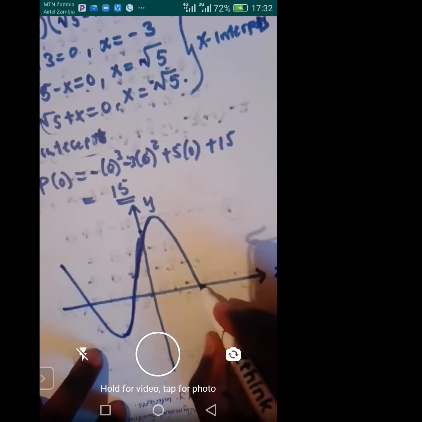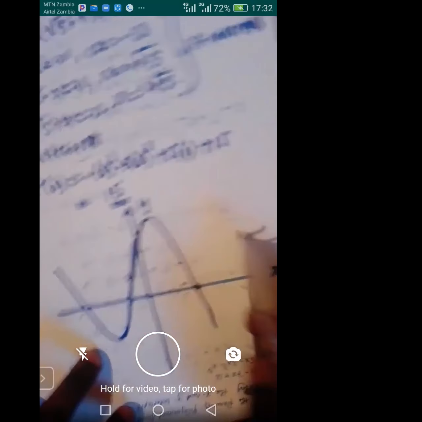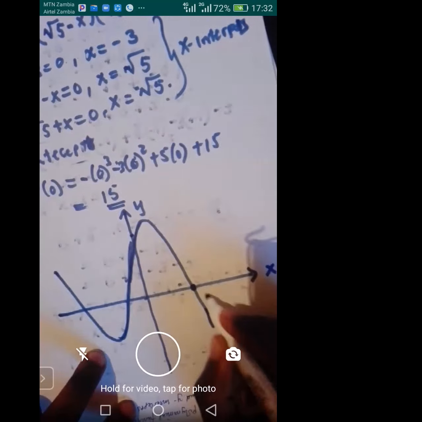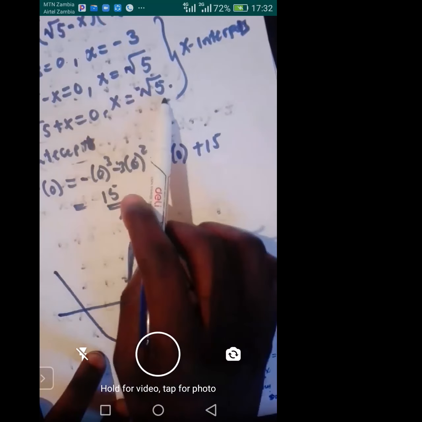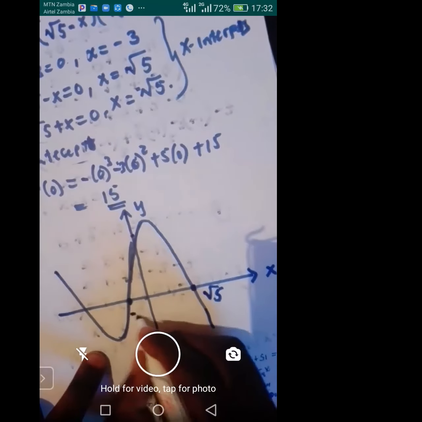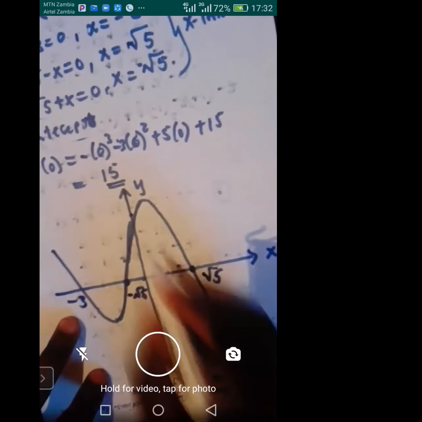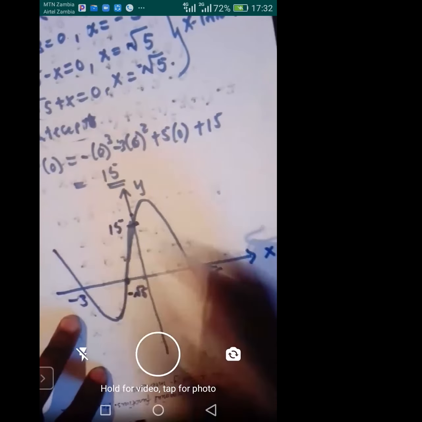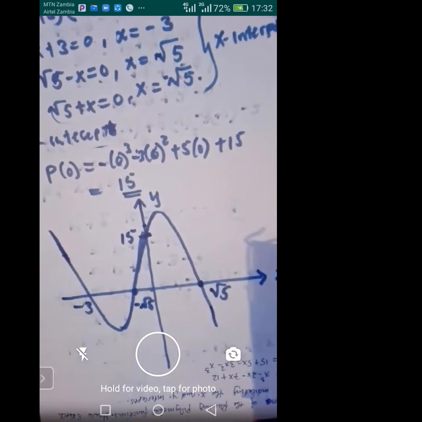So just indicate, the x-intercept, which one is the positive value, guys? Use logic. So x is equal to the root of 5. So there, that is the root of 5. Then here, which one is bigger between -root of 5 and -3? -root of 5 is bigger, and -3 there. So that is what you have. You also indicate the y-intercept, which is 15. So that's how it's going to look. So that's how you get full marks.